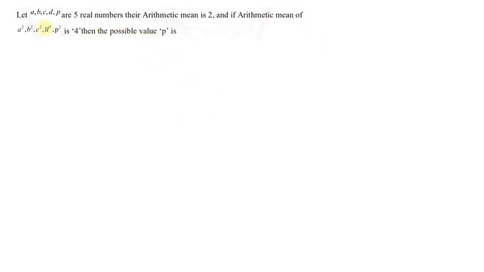Come to the next one. Yeah, this one is also a very important question. a, b, c, d, p are 5 real numbers. Their arithmetic mean is 2, and the arithmetic mean of a square, b square, c square, d square, p square is 4. Then find the possible value of p.